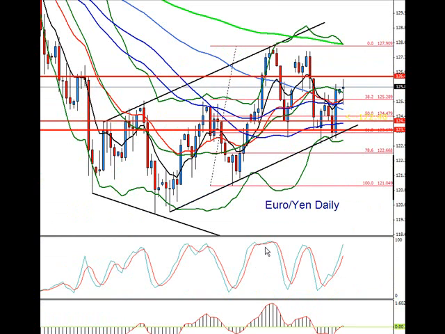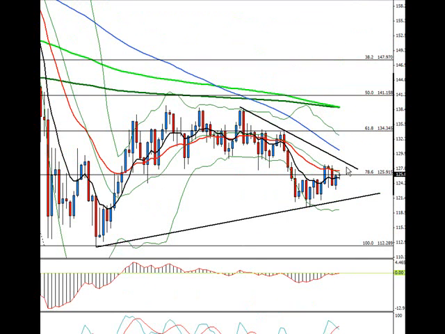The euro yen has more or less closed where it opened. It's in the middle of nowhere. It's in the middle of this flag. If we go on the weekly, it's in the middle of this pennant. I really want to see it come up and hit this trend line here.